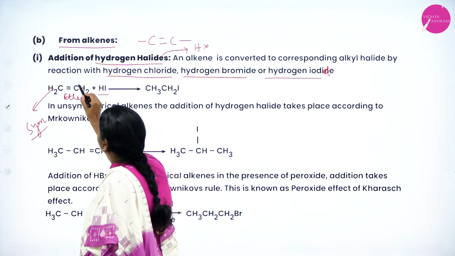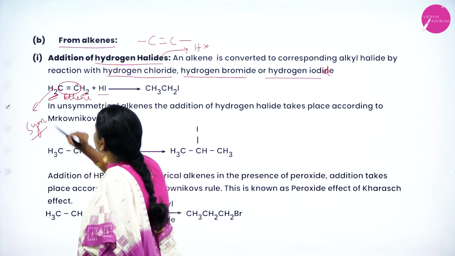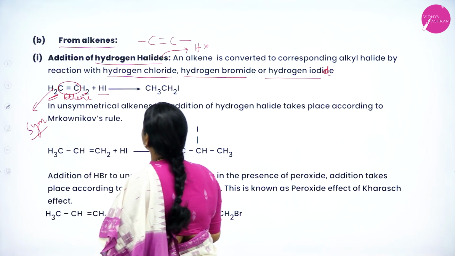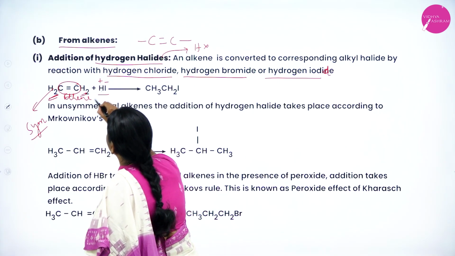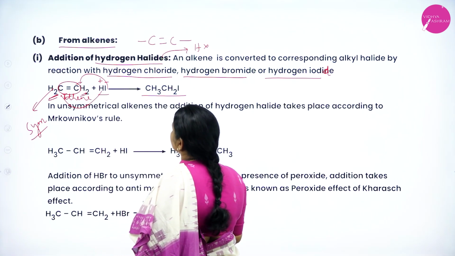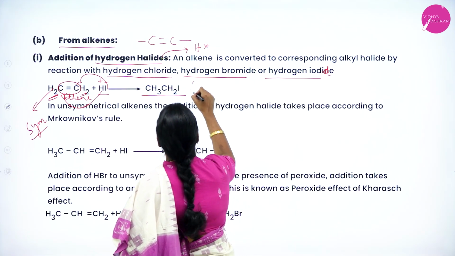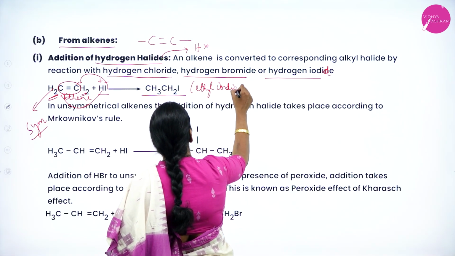Observe here, the double bonded carbon atom. Here also it is attached with H2. Here also it is attached with H2. Therefore it is symmetrical. H is plus, I is minus. Take H to one side, I to another side. It will become CH3, CH2I. Therefore it is ethyl iodide. It is what? Ethyl iodide.